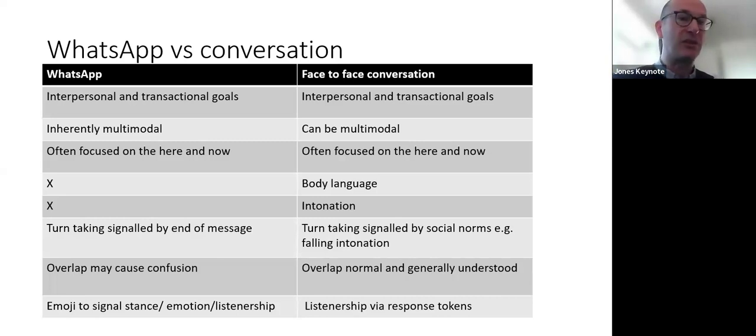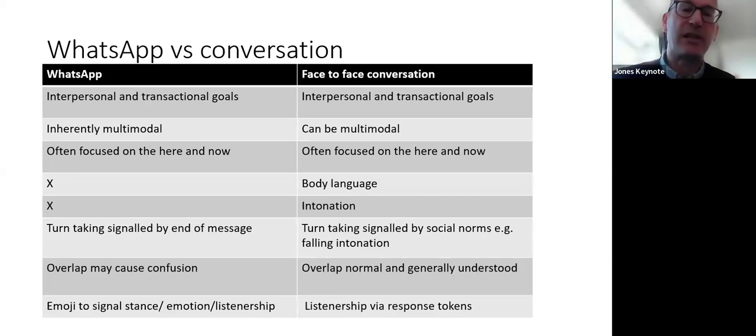Turn-taking is signaled by the end of the message in WhatsApp, and in conversation, it's signaled by social norms, such as falling intonation tends to signal that somebody's finished their turn. Overlap, particularly when we look at multi-party group chats in WhatsApp, can cause confusion, and you may have experienced this yourself. It's sometimes hard to be clear what turn somebody is responding to, particularly when the turns go out of sequence, as can happen. In face-to-face conversation, overlap is normal. One person speaks before the other person's finished or in response to the other person, but it's generally understood because, again, it's generally socially signaled.